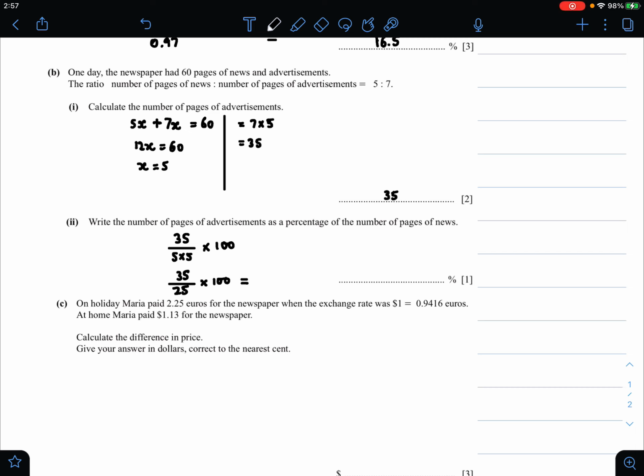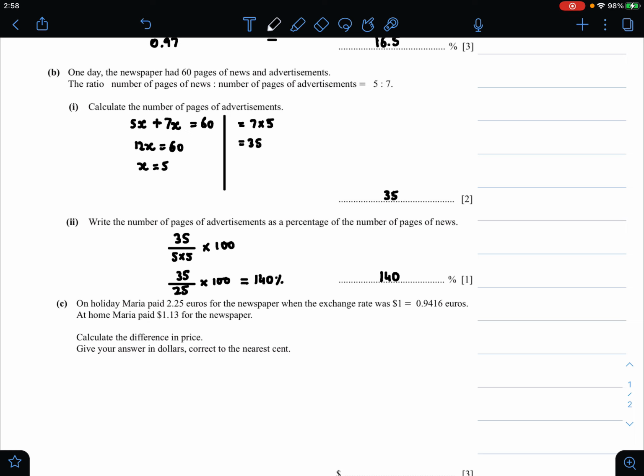If you input this calculation into your calculator, that is 35 divided by 25 multiplied by 100, you will get your final answer as 140%. And therefore 140% will be your final answer for part B2 of this question.